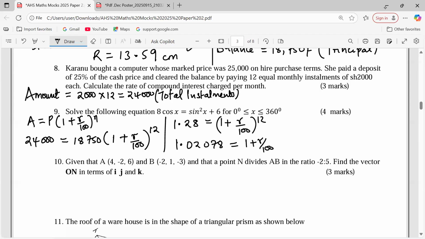So we can subtract 1 from both sides such that 0.02078 equals r over 100. How do you remain with r? By multiplying by 100 through. So 2.078% is the rate of compound interest per month. The rate of compound interest per month.